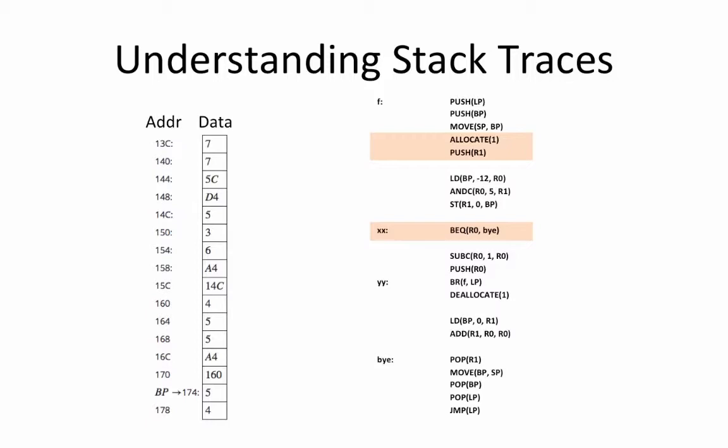We first want to determine the value of local variable A in the current stack frame. We know that A is stored at location BP plus 0. So A is the variable stored at address 0x174, and that value is 5. From here, we can label all the entries in the stack trace as follows.